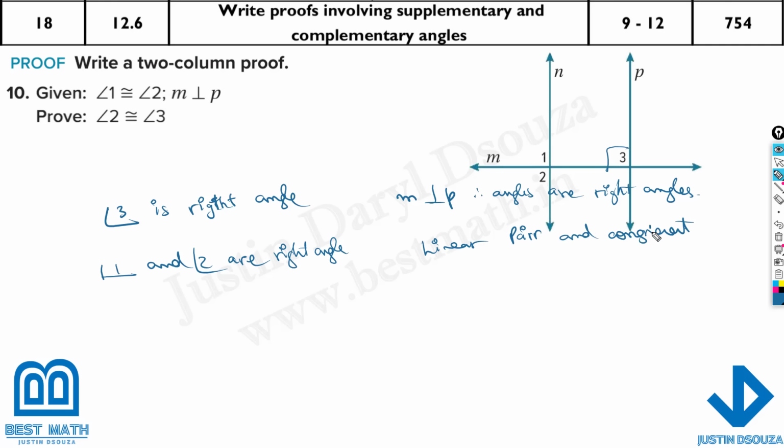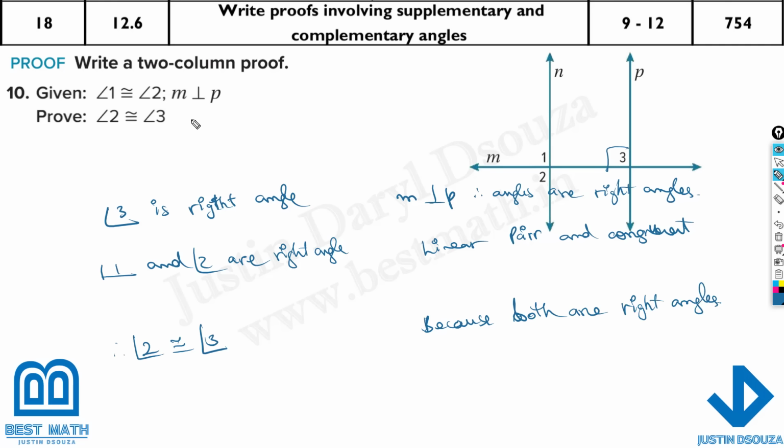Now what happens is they both are a linear pair, in the sense when you add them up, it will be equal to 180 degrees and they're equal. So this must be 90 and 90. And this we have already proven is a right angle. Therefore 2 is congruent to 3. That is the last sentence. Why? Because both are right angles.